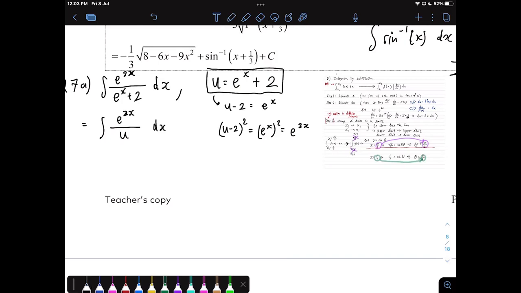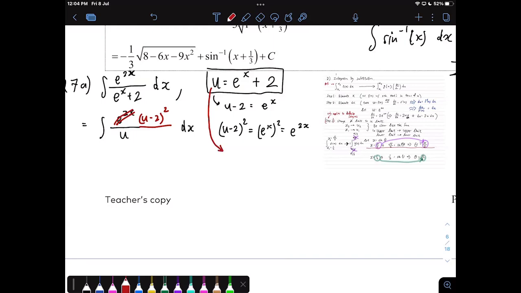So now that we have e power 2x is u minus 2 bracket squared, we can replace the numerator with u minus 2 squared. Yes, correct. Then we still have dx. Can we continue? Cannot. Step 1 says eliminate x. No traces of x can remain. Here got u, here got u, here still got x, very bad. No evidence of x must remain. What do you do? Must replace with du, an expression in terms of du.